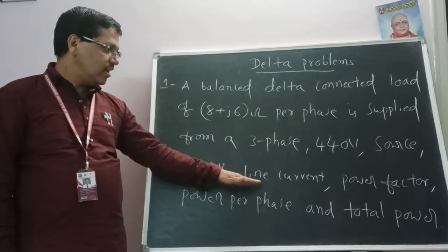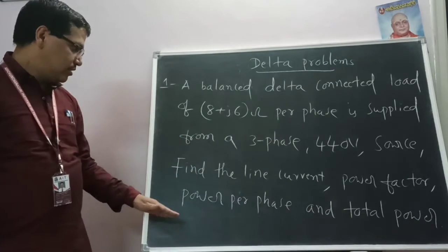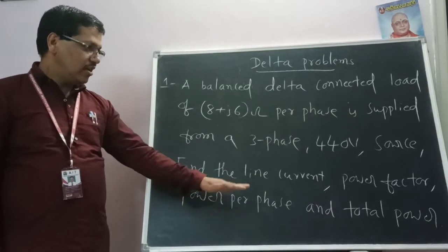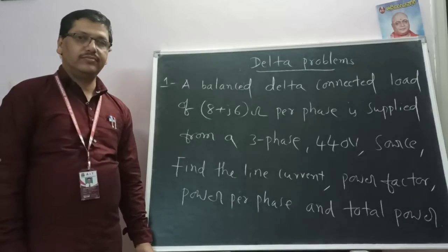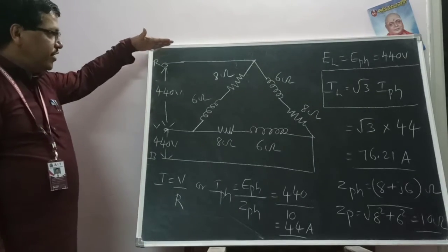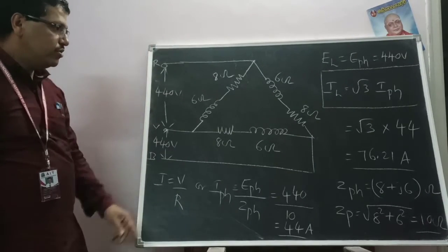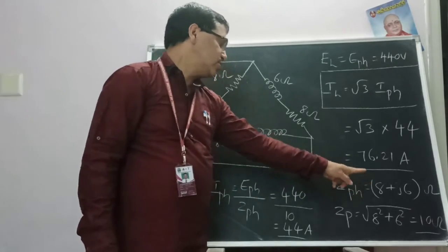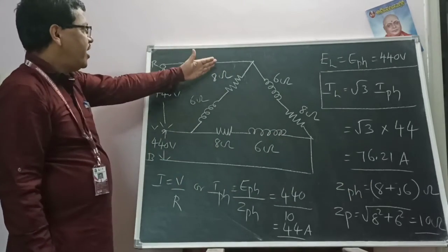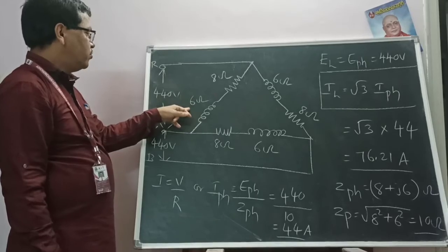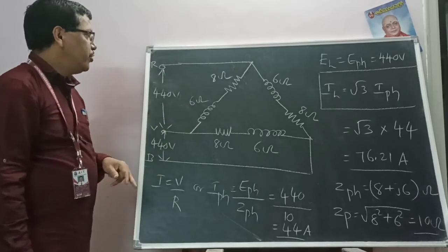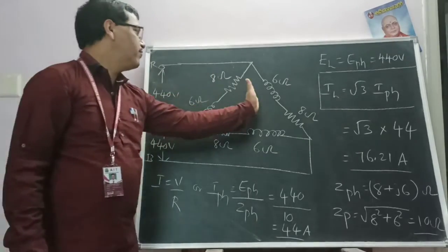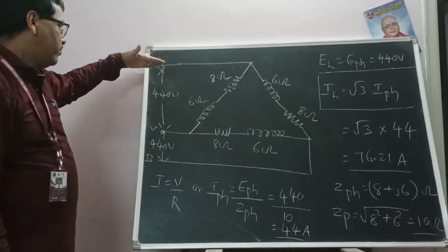Find the line current, power factor, power per phase, and also total power. So this is the delta connected network. As usual, the impedance is given: Z phase is 8 plus j6 ohms. This is the 8 and this j6 ohms is the inductive part. So this is one phase, one more phase, and one more phase of the delta network.